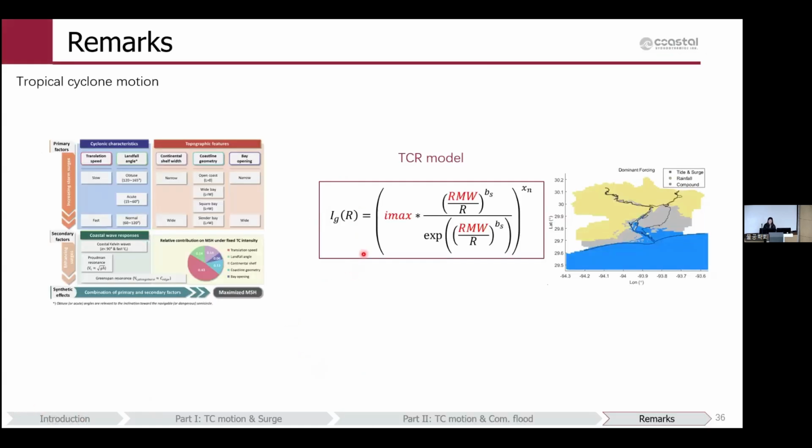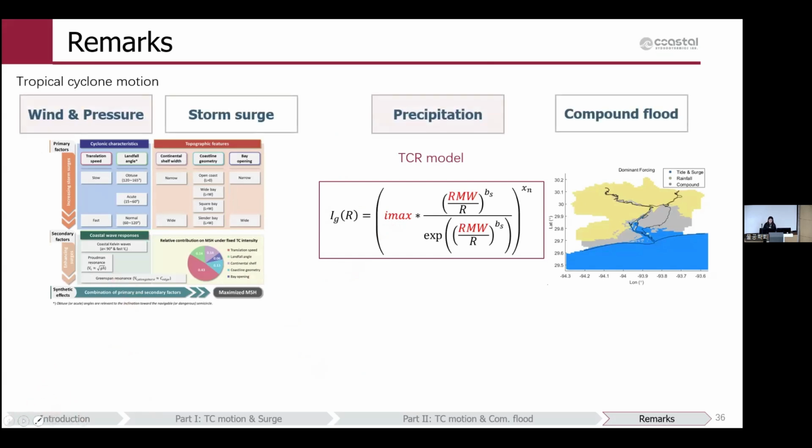And these are the remarks of this study. First, we check the wind pressure field and how, by using this field, we can check how tropical cyclone motion affects the storm surge. And finally, we get a vector-based diagnosis diagram, and everyone can simply use this diagram to predict or simply evaluate future typhoon cases in any area.